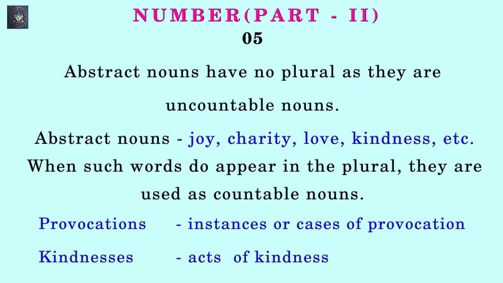Rule number 5. Abstract nouns have no plural as they are uncountable nouns. Like joy, charity, love, kindness, etc. When such words do appear in the plural, they are used as countable nouns. See the examples. Provocations means instances or cases of provocation. Kindnesses means acts of kindness.